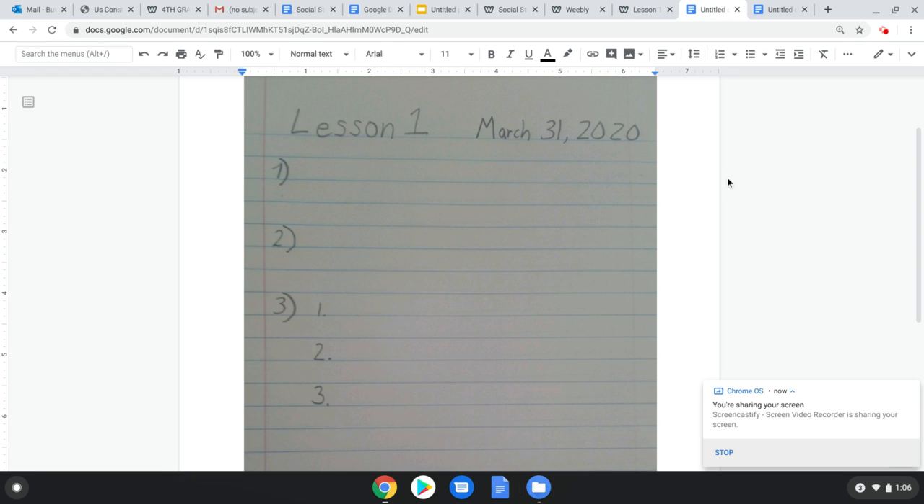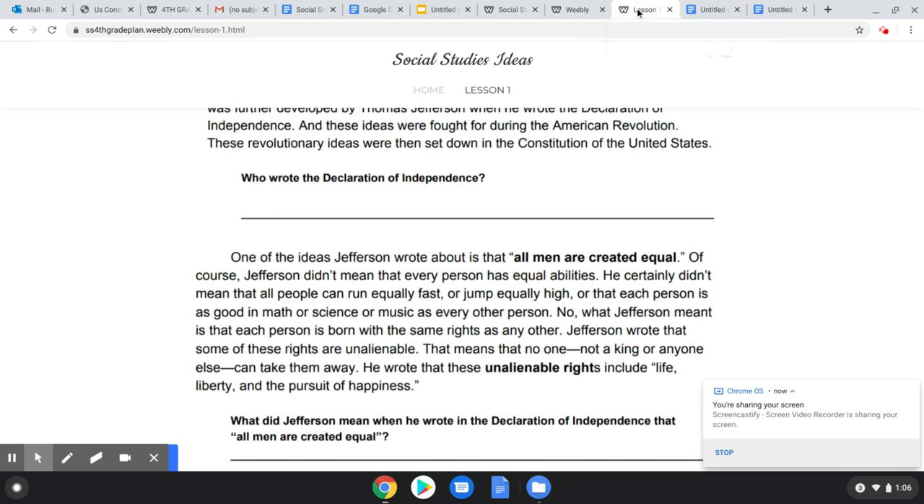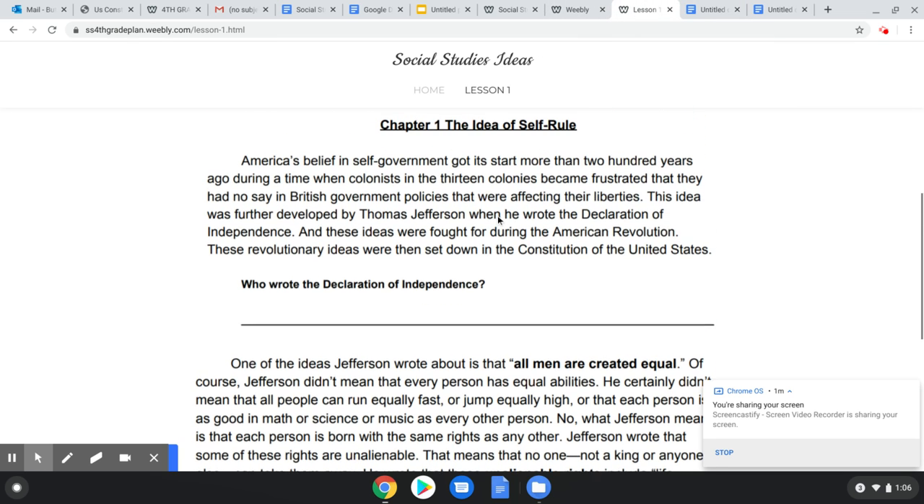And here is how you can set up your paper if you're doing it on loose leaf. Lesson 1, you're going to put the date, number 1 through 3, leaving some space for answers. And the third question has 3 parts, so we're going to number it 1 through 3. And you can answer just on a piece of paper. Just make sure you're saving those papers when we come back together. That way we can collect them. All right, let's get back to our question.